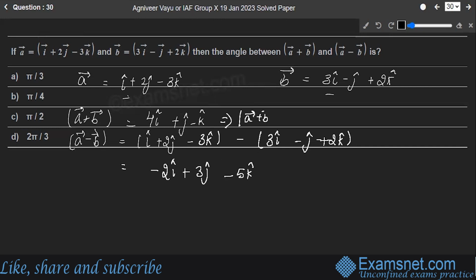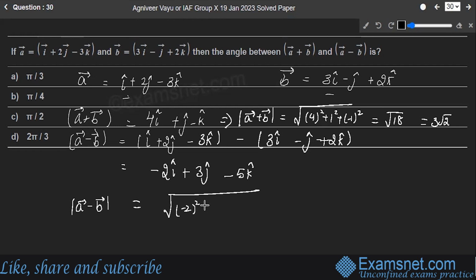So the magnitude of A vector plus B vector will be given by root of 4 square plus 1 square plus minus 1 square, which is equal to 16 plus 1 plus 1, that is 18. So this is equal to root of 18, that is 3 root 2. And similarly here, the magnitude of A minus B vector is equal to minus 2 square, 3 square, and minus 5 square, which is equal to 4 plus 9 plus 25. That is equal to 38.